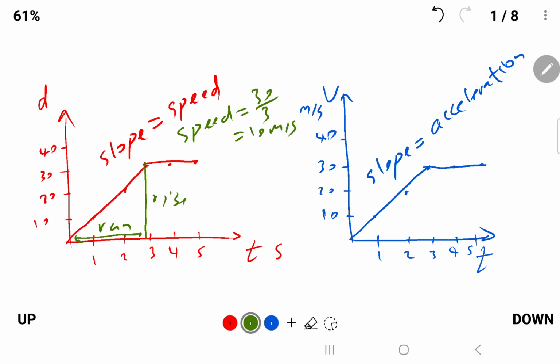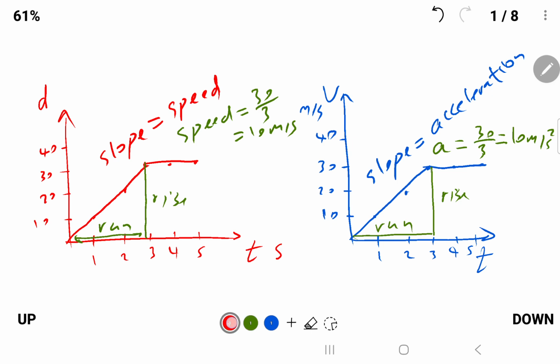But what about on the other graph? If I want to find the slope, it means I'm finding the acceleration, and also the slope is rise over run. So here you have rise and here you have run. So in this case the acceleration is 30 divided by 3, which is also 10 meter per second squared.